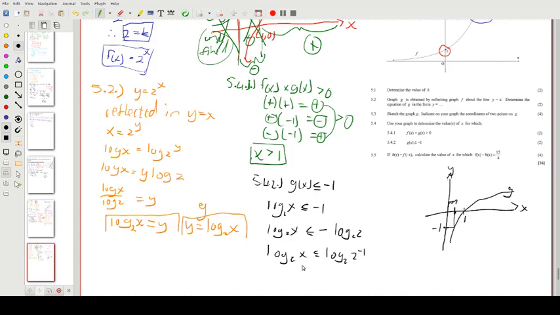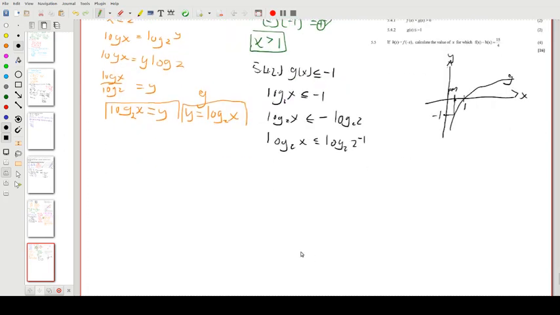And now that we have log with the same base on both sides, we can ignore the logs. That means x must be less than or equal to 2 to the power negative 1. And 2 to the power negative 1 is the same as 1 over 2. So there we go. And that looks about right. 1 over 2, a half.